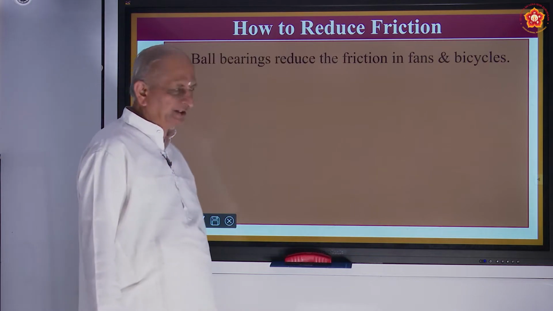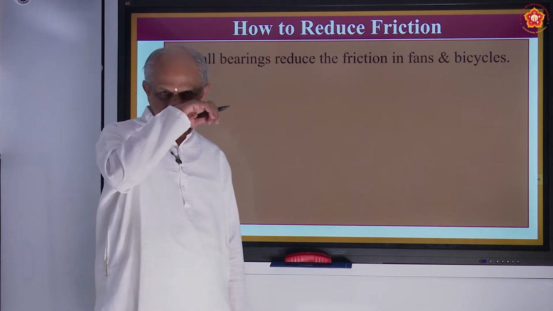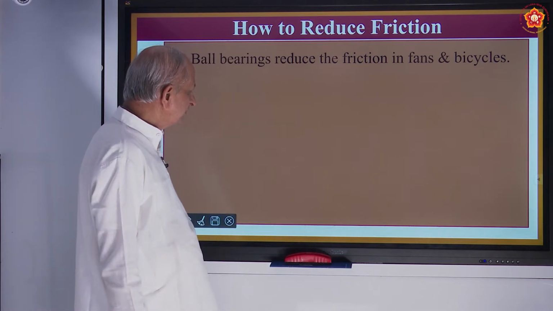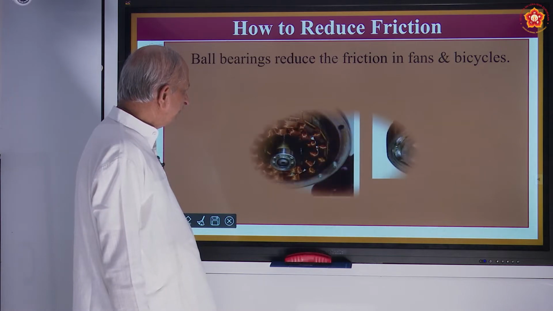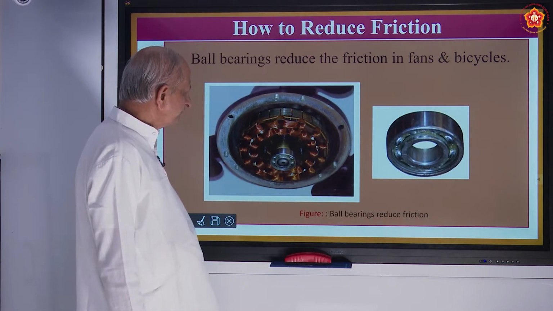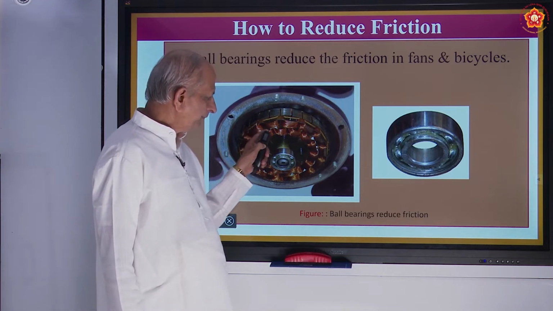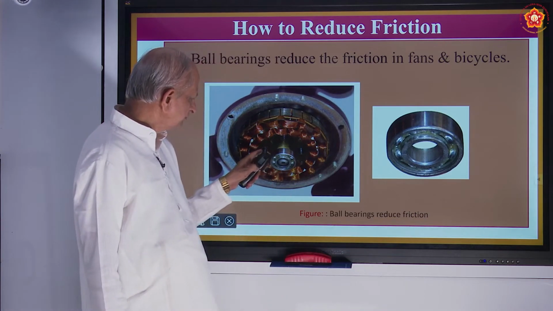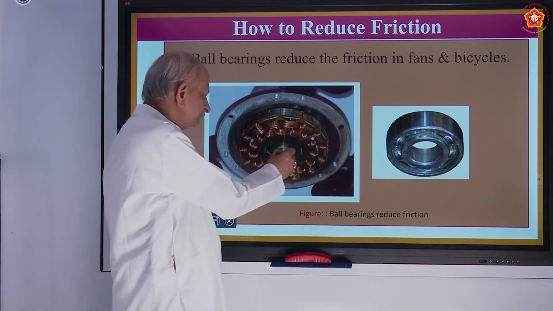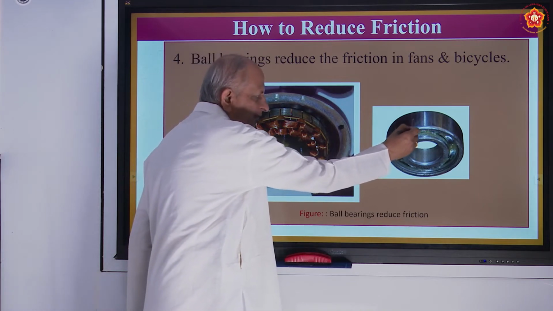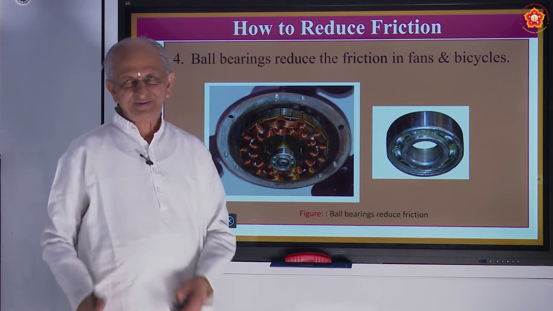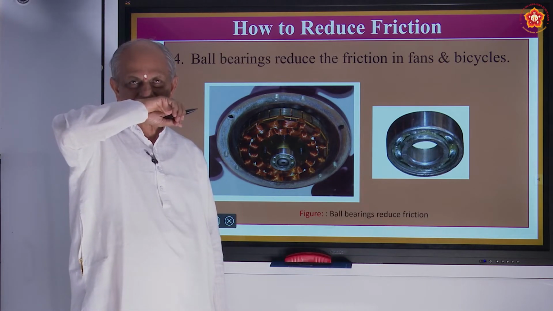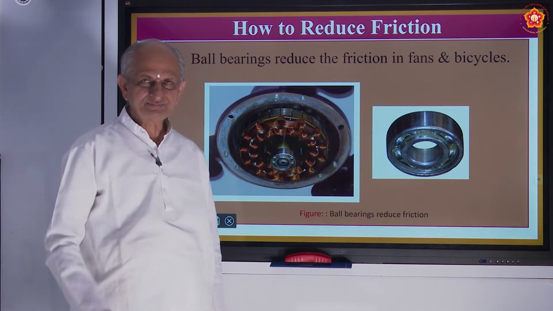Now how to reduce friction? Sometimes you have to reduce the friction also. Sometimes it is advantageous, sometimes disadvantageous. So here friction can be reduced by using what are called ball bearings. These are called ball bearings. There will be balls here. You can see the balls here. And these balls are connected to machines. Even fans also contain ball bearings. They have very good grip.